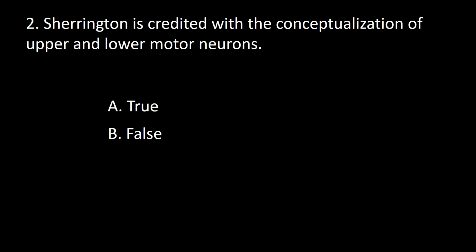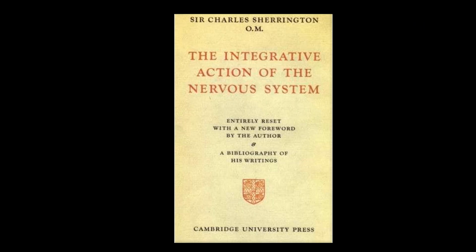Next question. Sherrington is credited with the conceptualization of upper and lower motor neurons. A true, B false. This frame shows a photograph from the 5th edition of Sherrington's book, Integrative Action of the Nervous System. This book was published in 1947. Sherrington, in 1906, while lecturing in the United States, had introduced the concept of upper and lower motor neurons. But it was not till the publication of this book that the idea became one of the cornerstones of neurology.